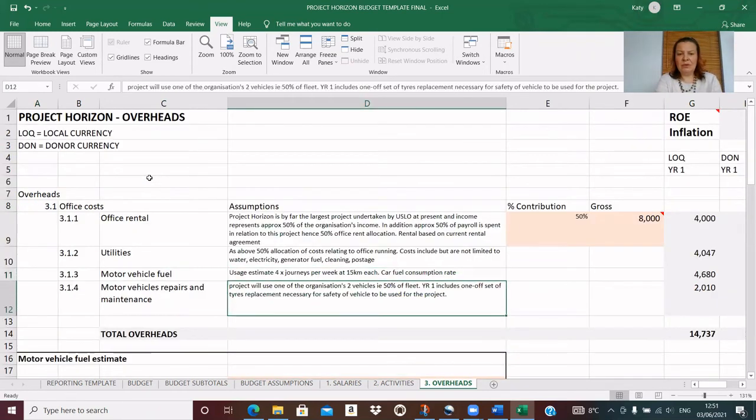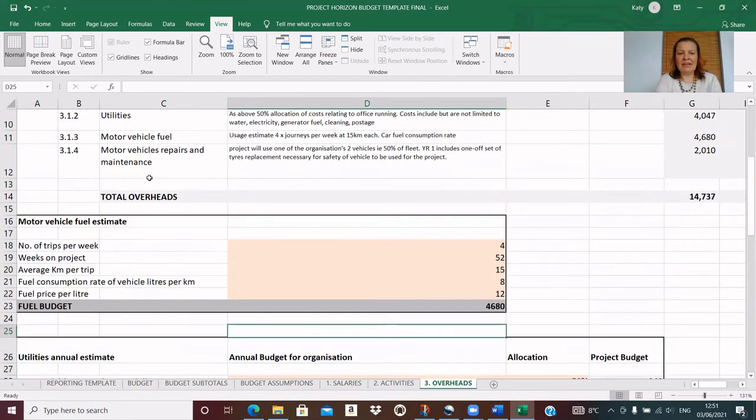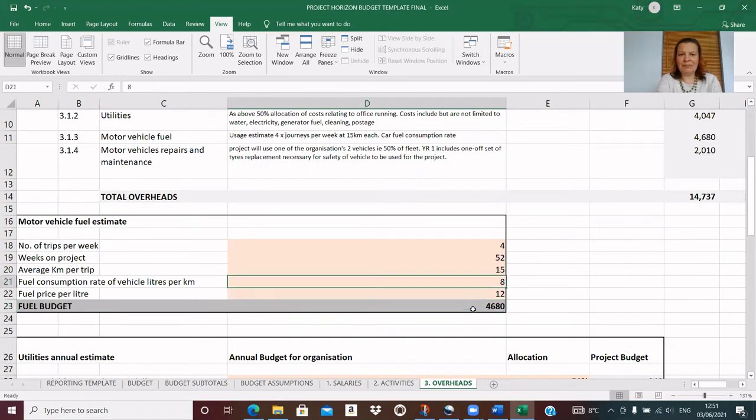On motor vehicle fuel, I've just done a little calculator here. I've estimated number of trips per week, weeks on the project, average kilometres per trip. I've managed to find out the fuel consumption rate for our vehicle, our current fuel price per litre, and so this calculates my estimate for fuel for the project for the year.